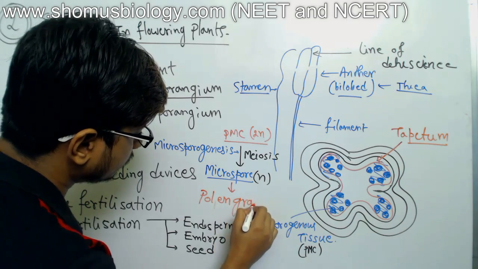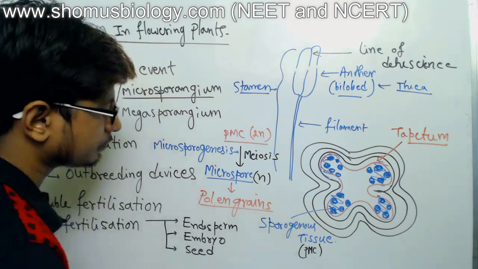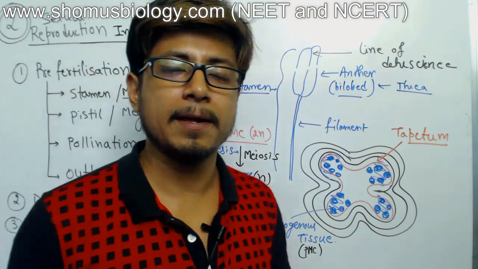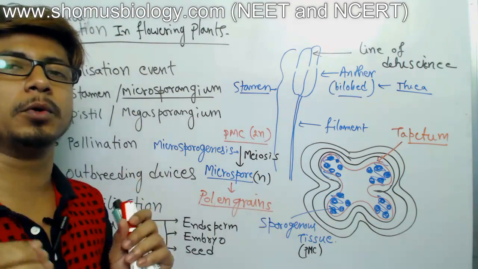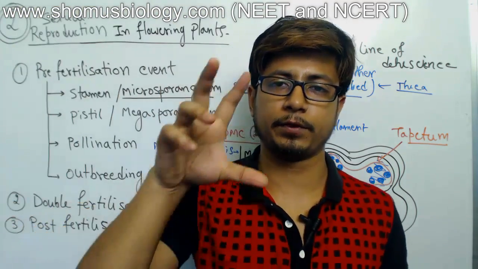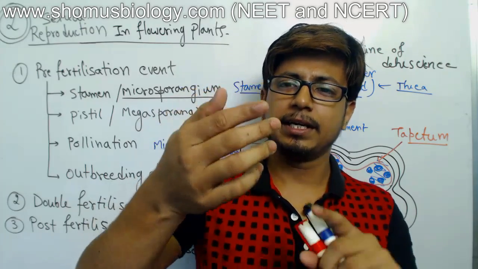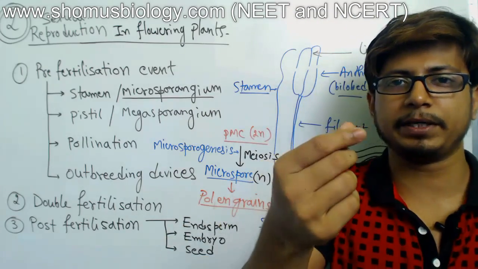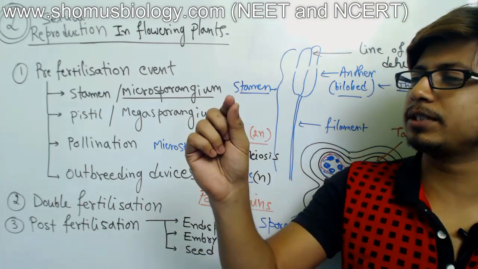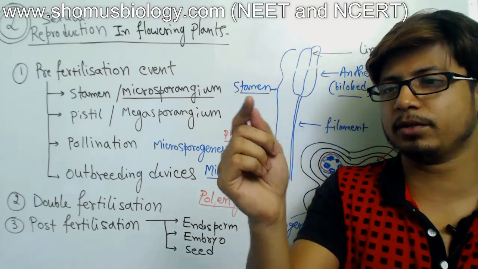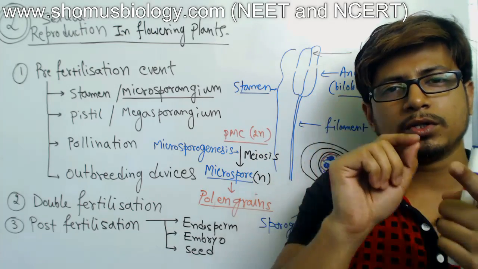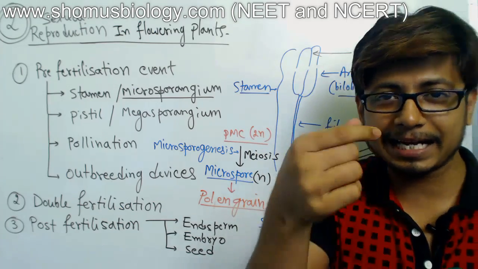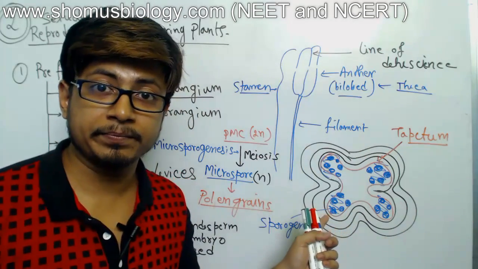Pollen grains. They form pollen grains. So these pollen grains that we know, if you take a flower from outside, like the China rose, and simply take it in your hand, you'll see the anther part. If you rub it with your finger, you'll see yellow dotted things come into your hand. Those are the pollen grains, right?